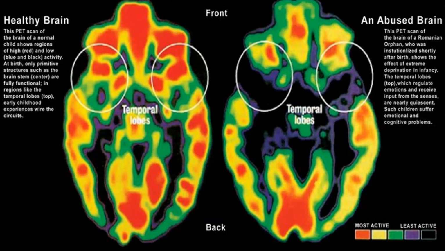This is the brain of a Romanian orphan who was institutionalized shortly after birth, and it shows the effect of extreme deprivation in infancy. Note that the temporal lobes, which are highlighted there, have almost no activity in them, are very underactive. Note that the temporal lobes regulate emotions, receive input from the senses, and we associate temporal lobes with the limbic area. And so you tend to see a fairly low amount of emotional awareness and regulation, as well as problems with memory. A child who has experienced quite profound neglect during early childhood may have significant memory problems.